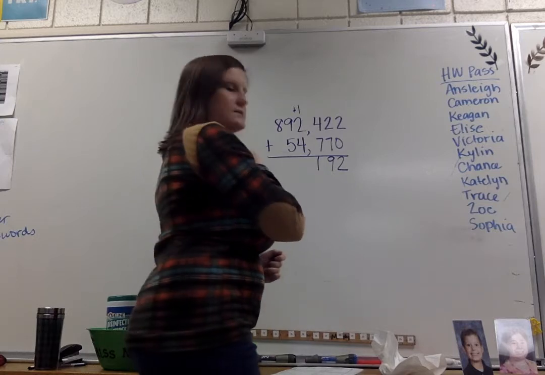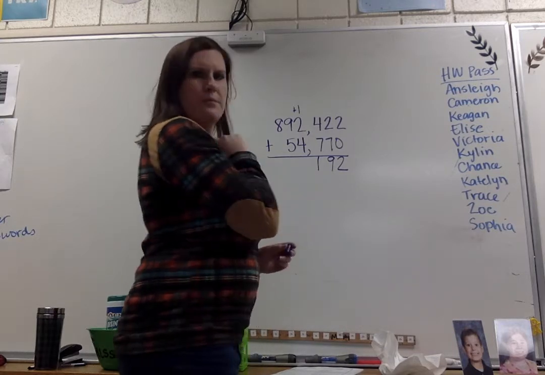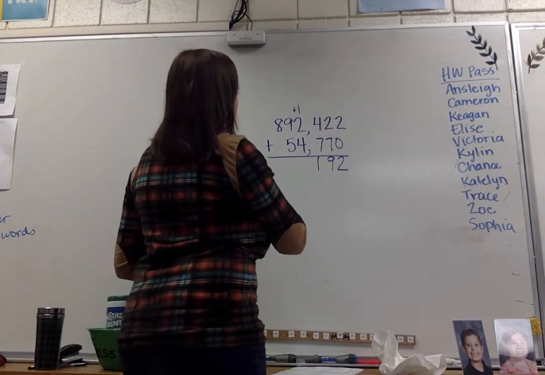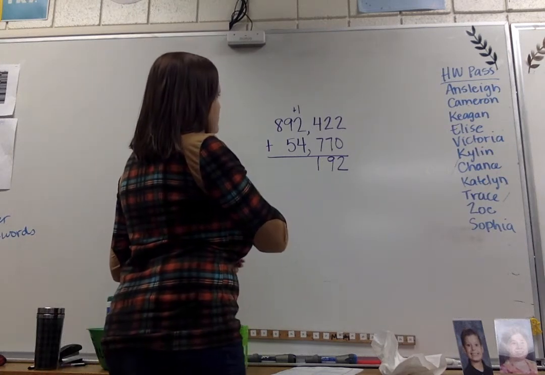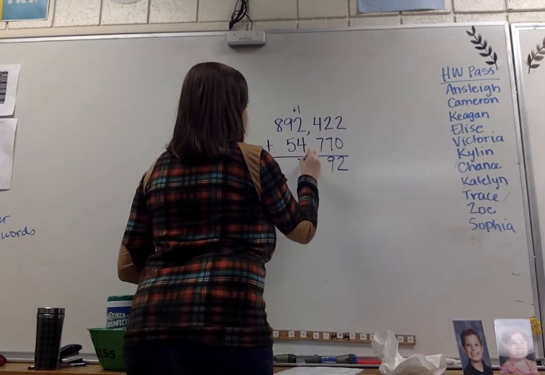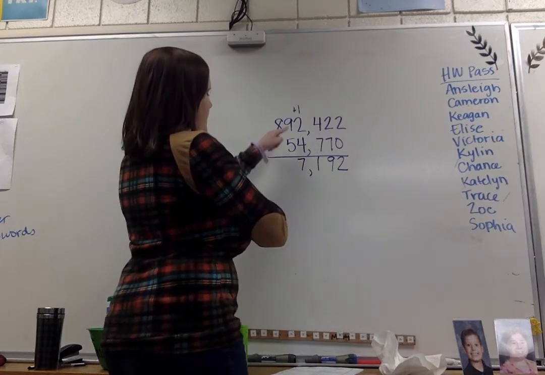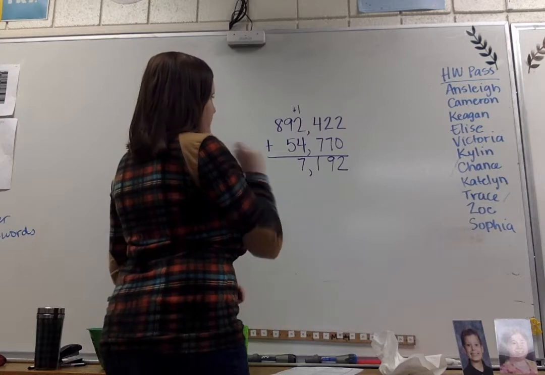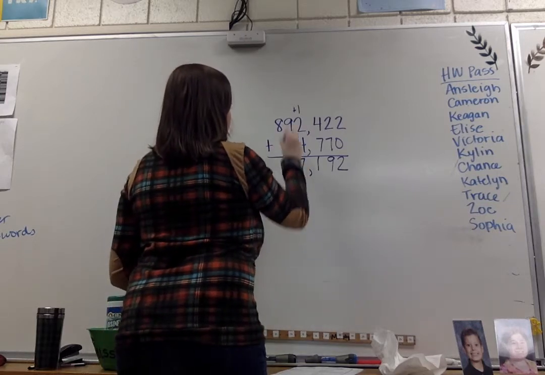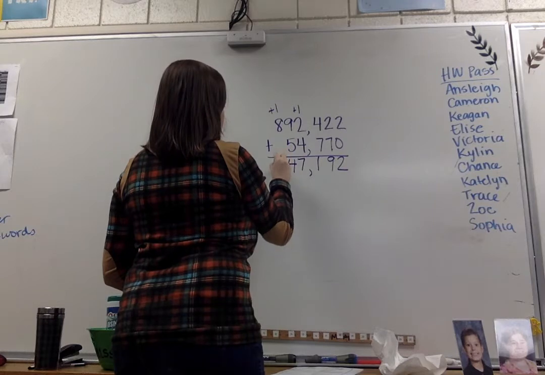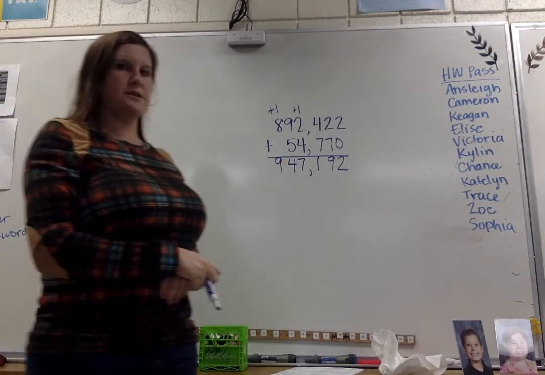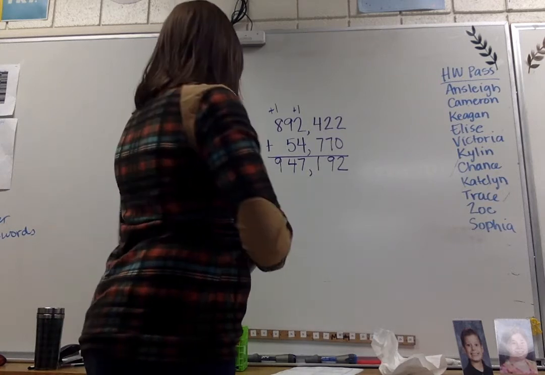1 plus 2 gives me a sum of 3, plus 4 gives me a sum of 7. So I put the 7 in the thousands place. 9 plus 5 gives me a sum of 14. Carry my 1 to the 100,000s, and that would give me a 9. So I would have 947,192.